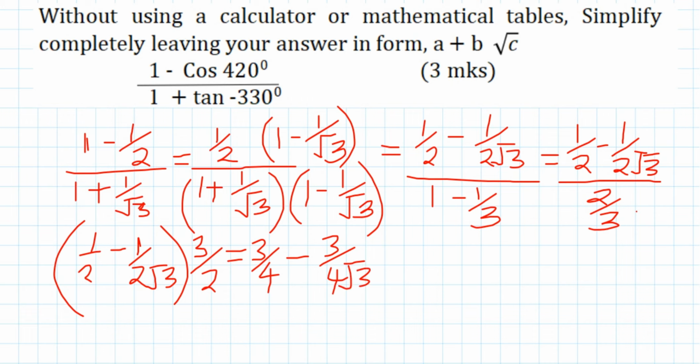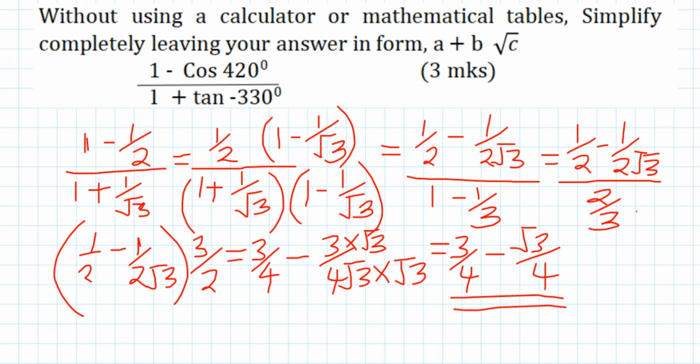But now 3 all over 4 root 3, we cannot leave it like that. So we have to remove the surd. So we multiply by root 3 for this part. And whatever you do to that denominator, you also do it to the numerator. And so consequently, we are going to have 3/4. And then we take away, now when we work out here, we are going to have the square root of 3 all over 4. And that way now, we shall have simplified our expression in the form a plus b root c.